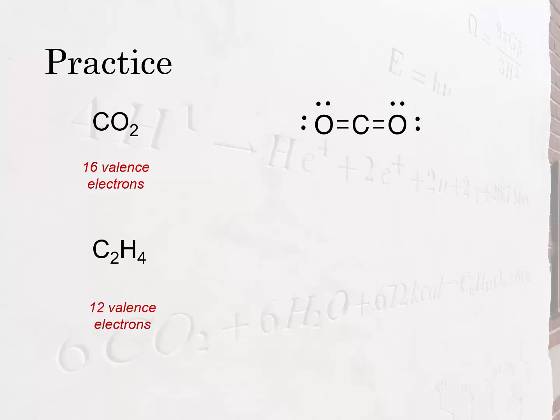C2H4 has 12 valence electrons. At first glance, this seems like a harder problem because there's no central atom, but if you remember that H can make only 1 bond, there's really only one choice for the connectivity. The carbons must be in the center, with the hydrogens connected around the perimeter. This arrangement has used up 10 of my 12 electrons, but each carbon still needs another pair. I can accomplish this by sharing the remaining 2 electrons as a double bond between the 2 carbons.